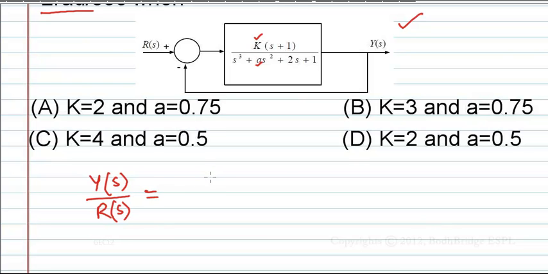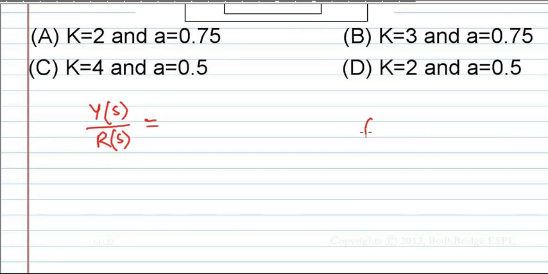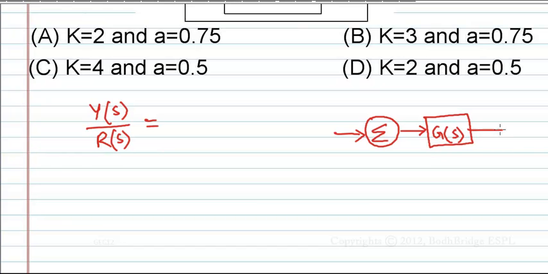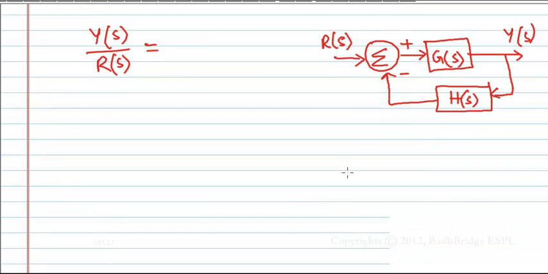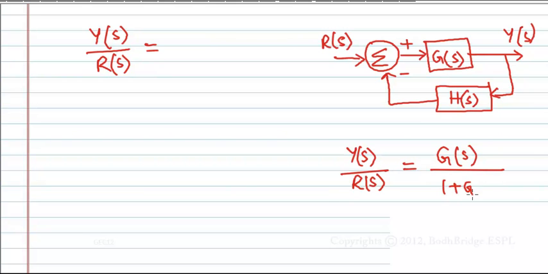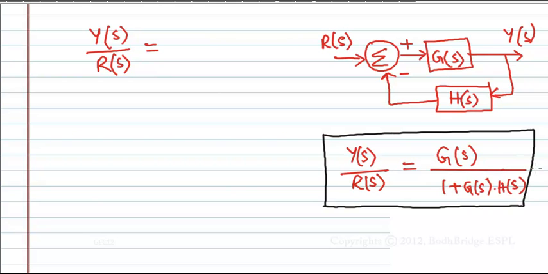G(s) by 1 plus G(s). Why? See, I am drawing a general feedback loop. G(s) and H(s) are there. H(s) is the feedback and G(s) is the forward path gain. From the control system basics, what do we have? Y(s) by R(s) is equal to G(s) by 1 plus G(s) into H(s). Okay, this is what we know. Here H(s) is 1.